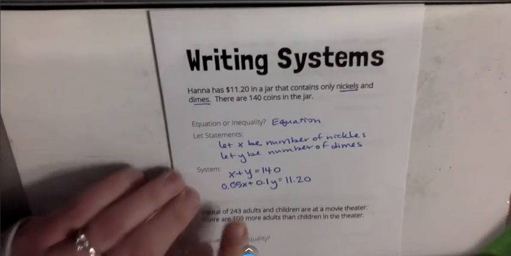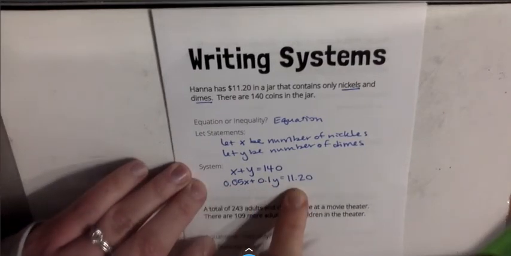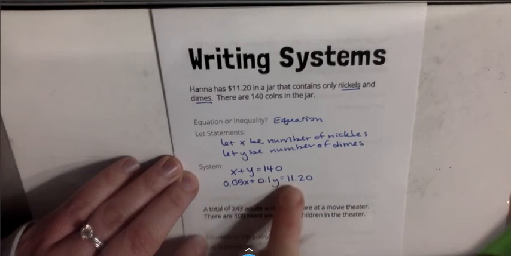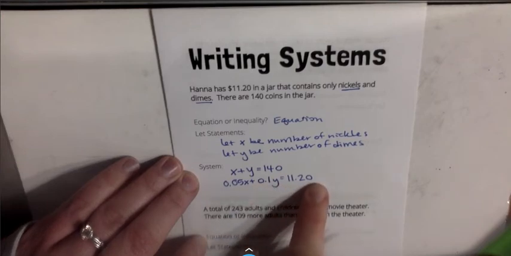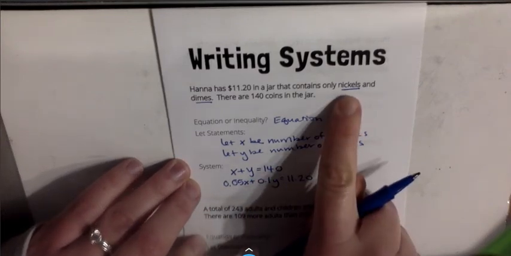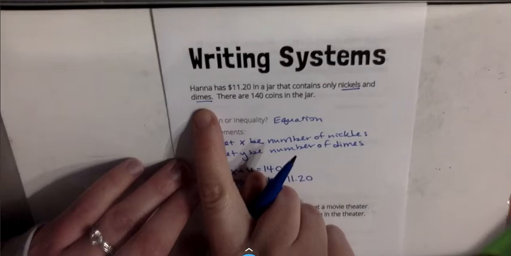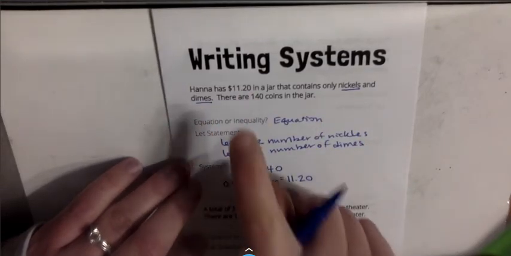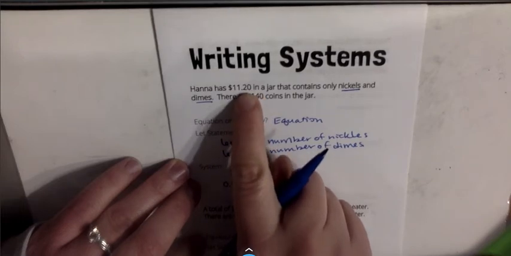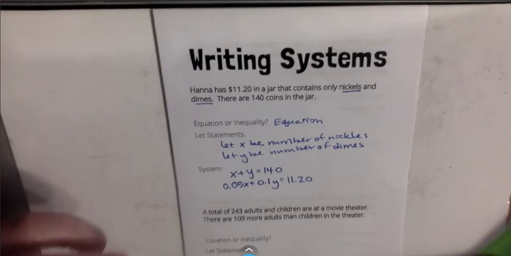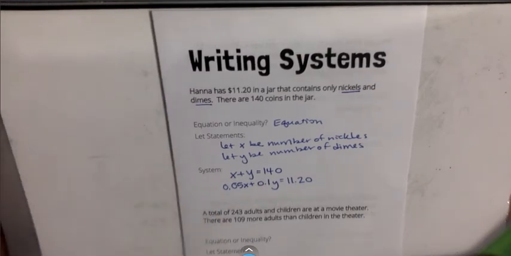Now I could totally write a different equation here and have it be 5x plus 10y equals 1,120 cents. But it's very important that I pay attention to the value of a nickel and dime in terms of dollars, or in terms of cents and then turn the total into cents instead of dollars. That is really, really important. Otherwise, you will make a mistake. Cool? Cool.